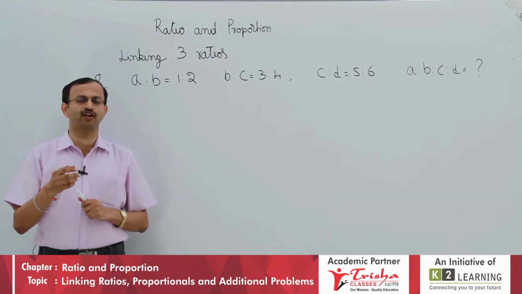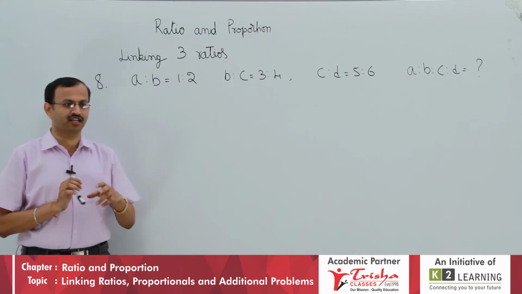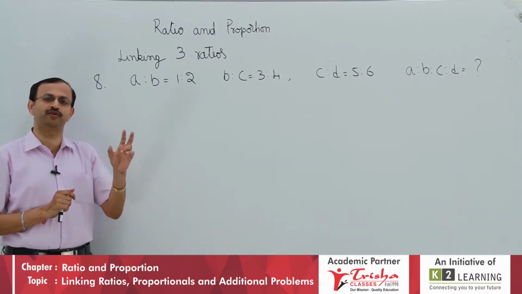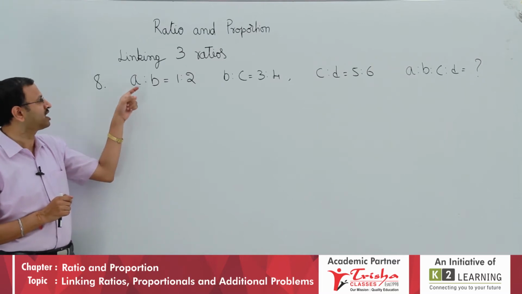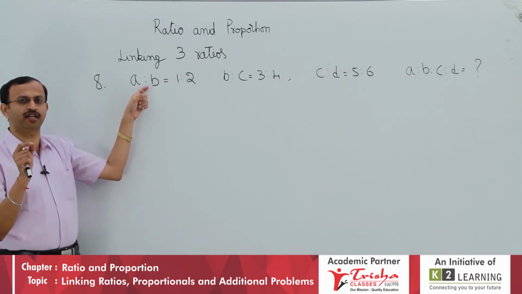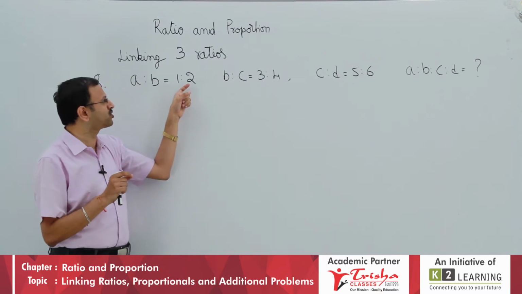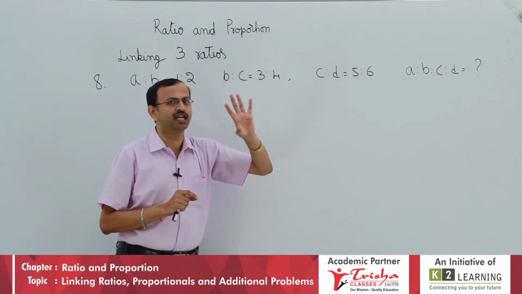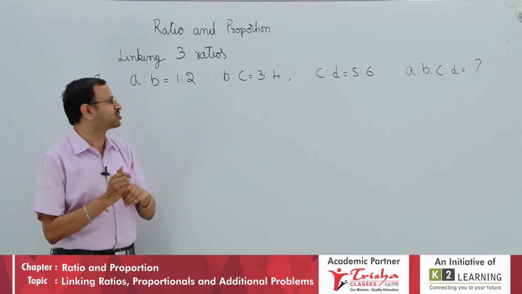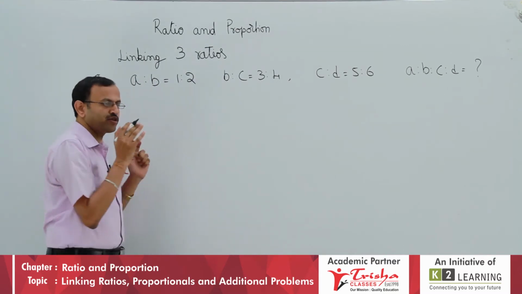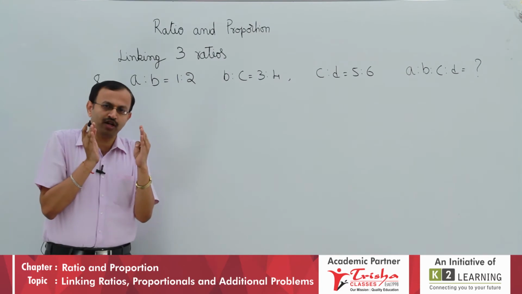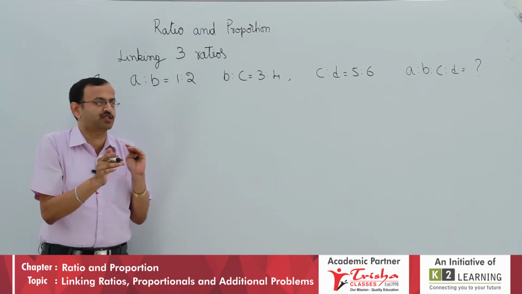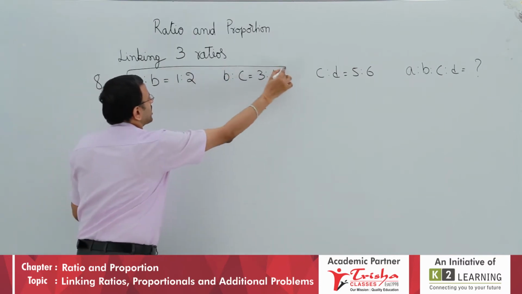Students, now we will go for linking 3 ratios. Till now we worked out linking 2 ratios by a common element; we used to do A is to B is to C. Here you have a question, problem number 8 in your material. A is to B is 1 is to 2, B is to C is 3 is to 4, C is to D is 5 is to 6. Find A is to B is to C is to D. How do you solve it, my dear students? How did you work out A is to B is to C? We will do that first, then we will link the last one. So we will take these two ratios first.